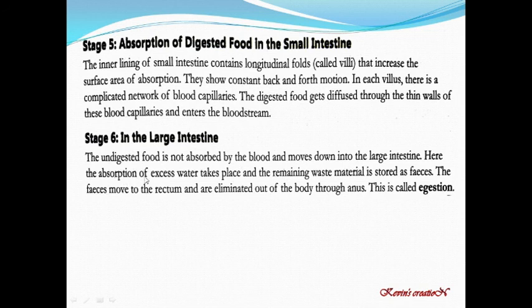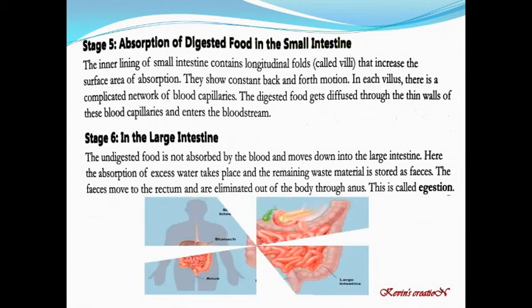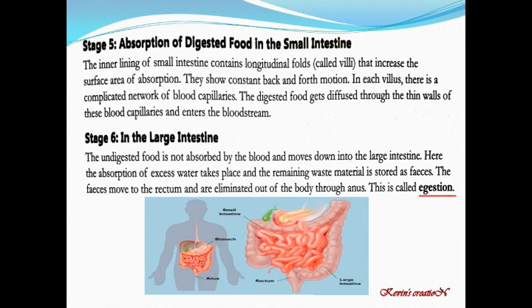Only water is absorbed. So excess water is absorbed in the large intestine and the remaining waste material is stored as feces. The feces moves to the rectum and is eliminated out of the body through the anus, and this is called egestion. Egestion is the final stage of digestion where the undigested food or the waste products come out of the body. It should not stay in the body.